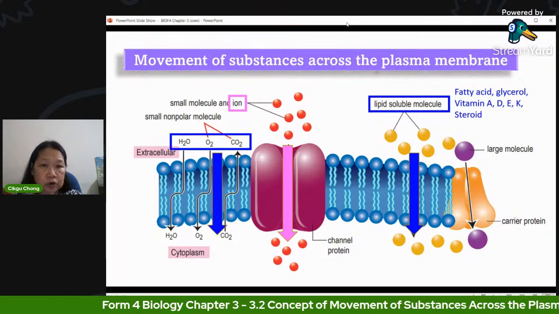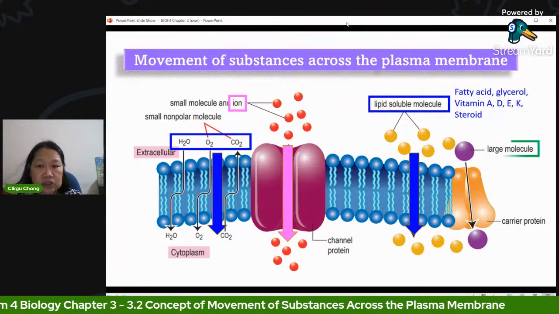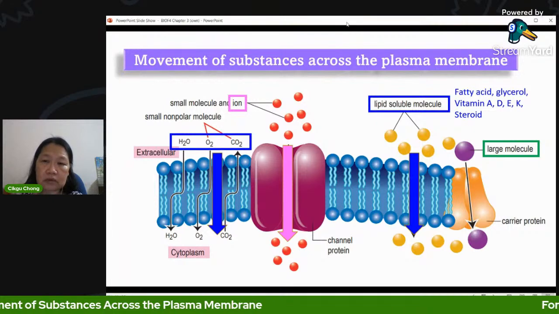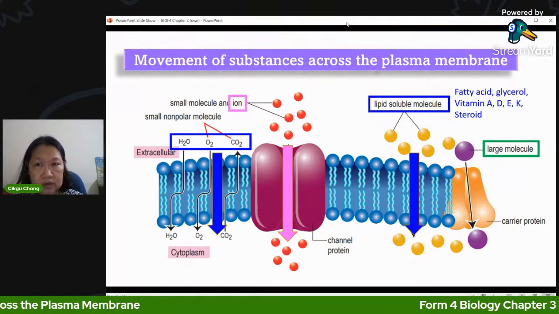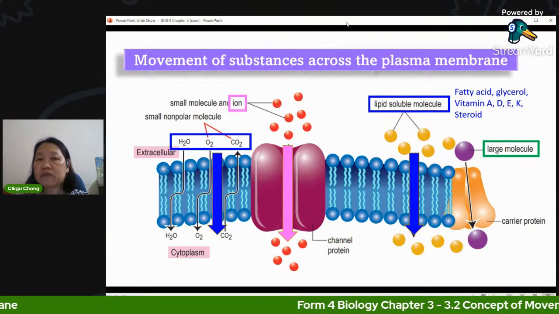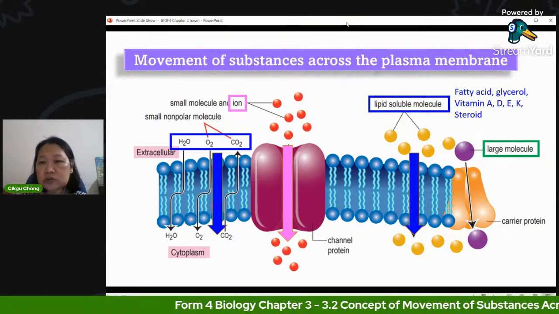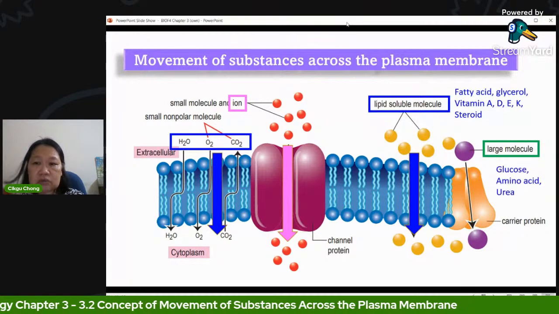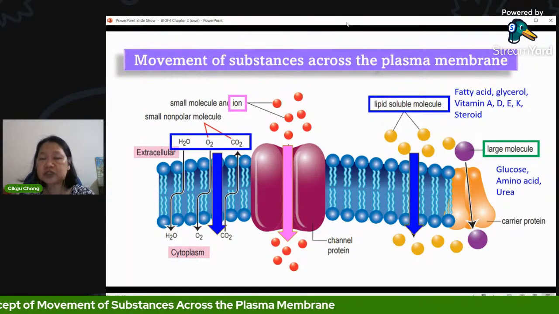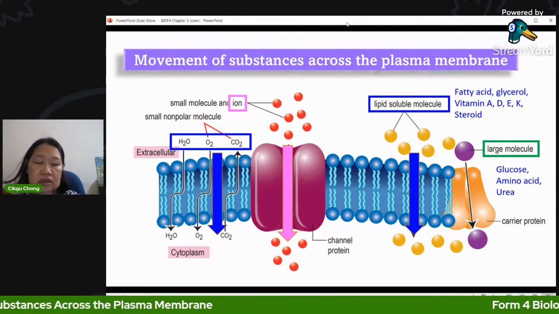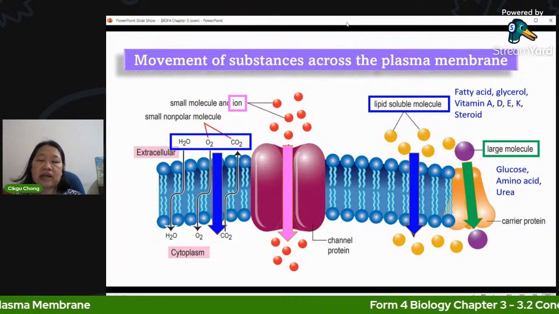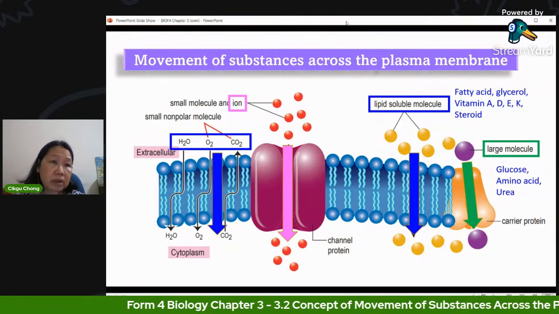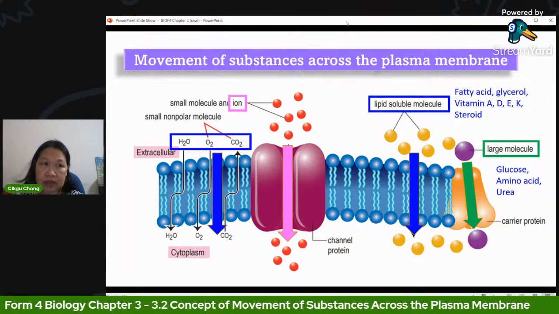Then you have another group of substances which are large molecules. Large molecules will not be able to go through the channel protein, and because they are water soluble, they will not be able to pass through the phospholipid bilayer. So they will have to go through another way, which is the carrier protein. Examples are glucose, amino acid, and urea. Just remember these three, and they will pass through the carrier protein. So this is the summary of just now on things that you need to memorize for your exam. Let me carry on to the next part.